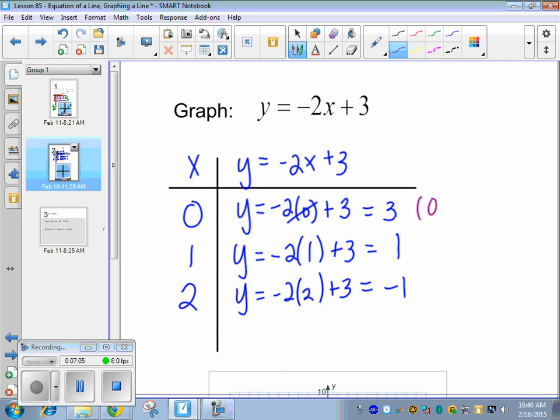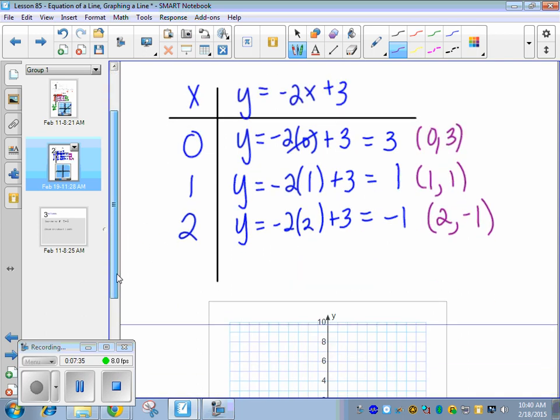Now we need to write these as coordinate points. So the first one would be 0, 3. And Harrison, what would the next point be? 1, 3. What did we plug in? 1. Okay, good. We plugged in 1 and we got 1. And Aaron, what would my last coordinate point be? 2, negative 1. Okay, good. So we write them as coordinate points right there.